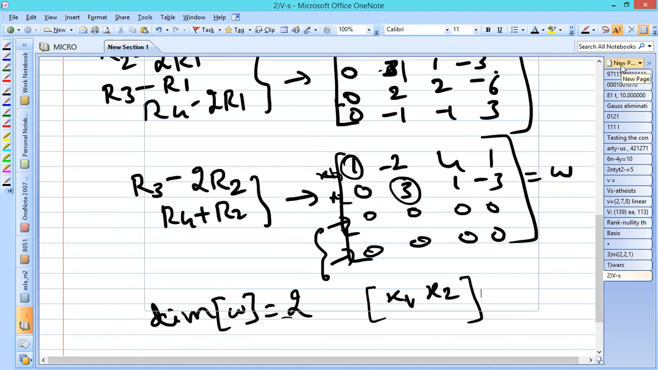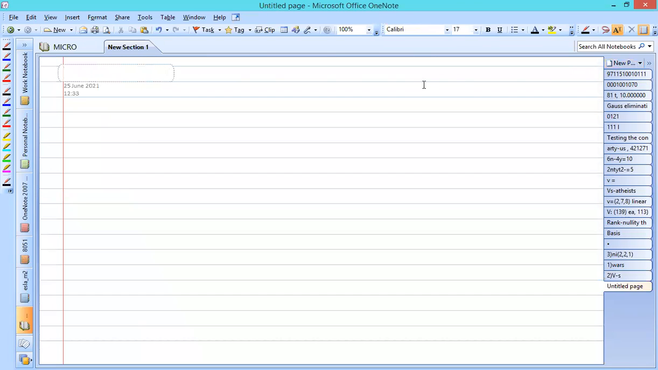The non-zero rows, whatever elements they contain, are going to form a subspace, that is, they are going to form a basis. So next, take down the next problem.